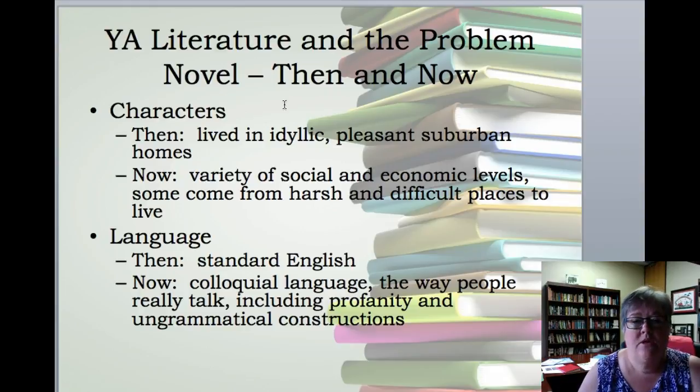we see some changes. So in terms of characters, in the past, the characters in YA literature tended to live in idyllic, pleasant suburban homes. Now, what we see in adolescent literature is the characters live at a variety of social and economic levels, and some of them come from harsh, difficult places to live.